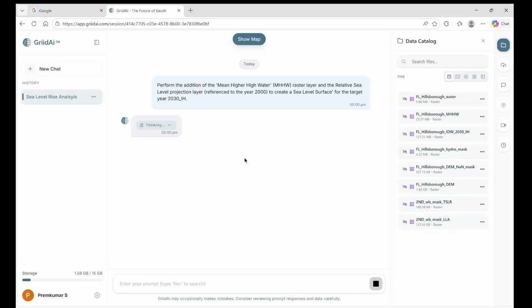Here you can see that GriidAi started thinking. Probably it's assessing all the data sets, metadata, and all those things, and it's going to give me a clear plan for how it is going to process. So that's where it is thinking.